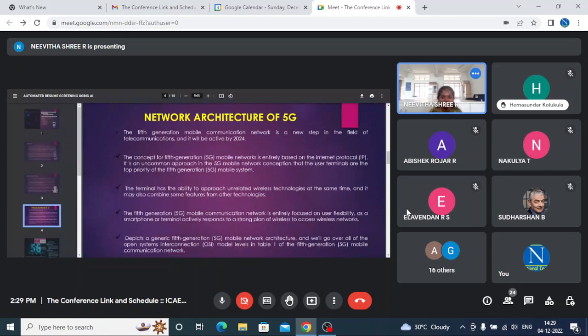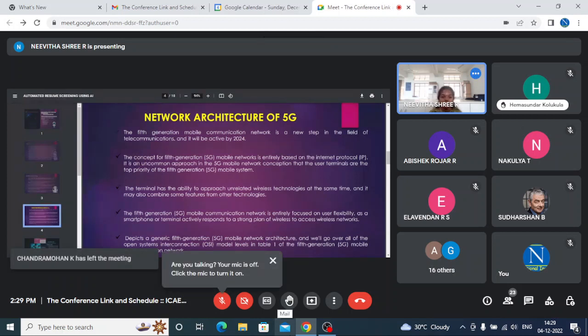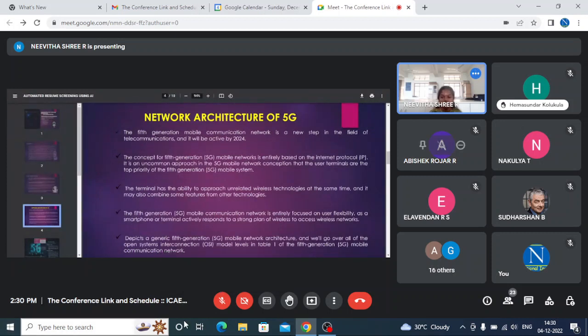Network architecture of 5G. The fifth generation mobile communication network is a new step in the field of telecommunication. The concept of the 5G mobile network is entirely based on the Internet Protocol. It is an uncommon approach in 5G mobile network conception that the user terminal is the top priority of the fifth generation mobile system. The terminal has the ability to access unrelated wireless technologies. At the same time, it may also combine some features from other technologies. The fifth generation mobile communication network is entirely focused on user flexibility, as a smartphone or terminal actively responds to a strong plan of wireless to access wireless networks.